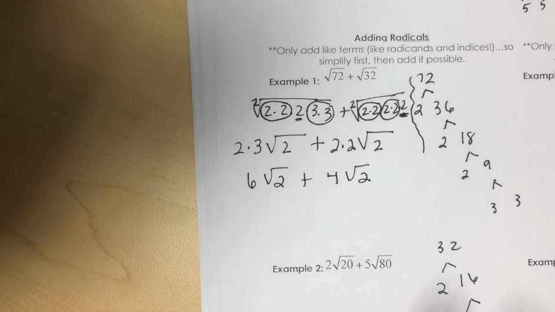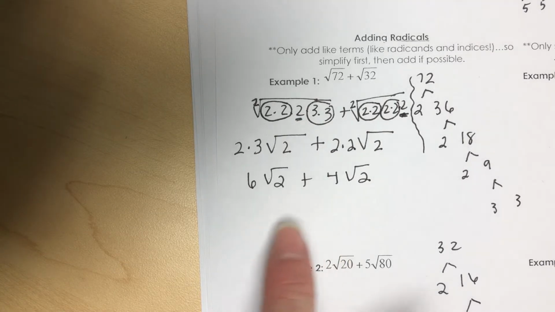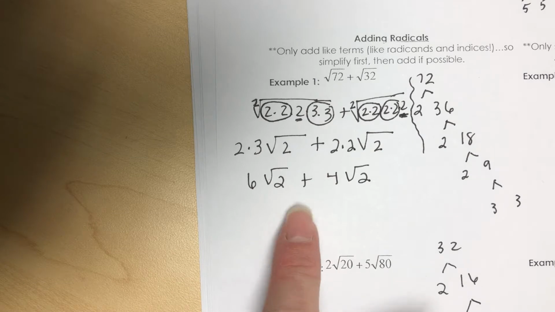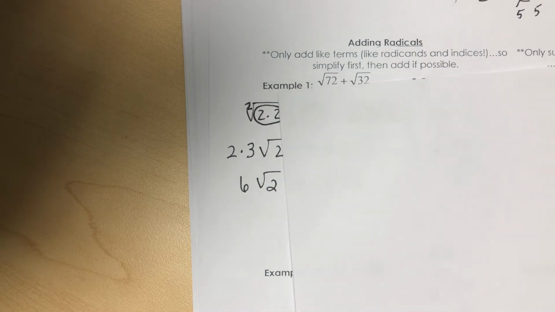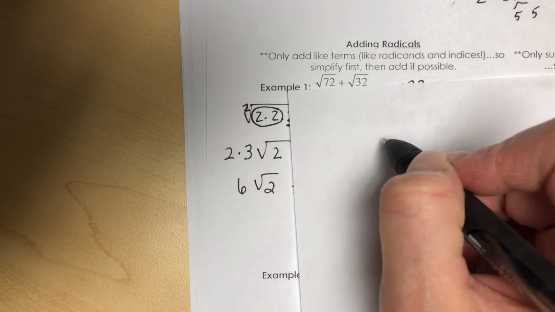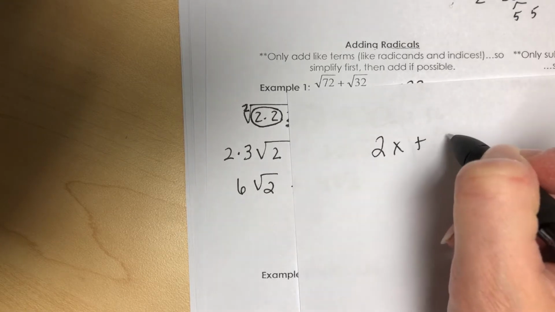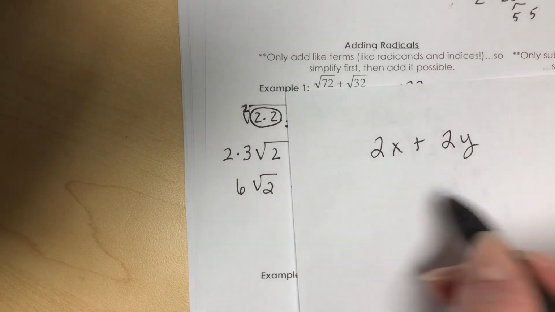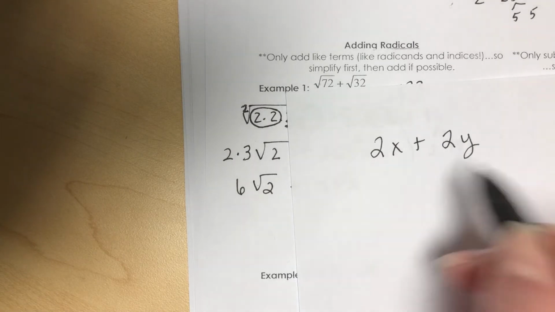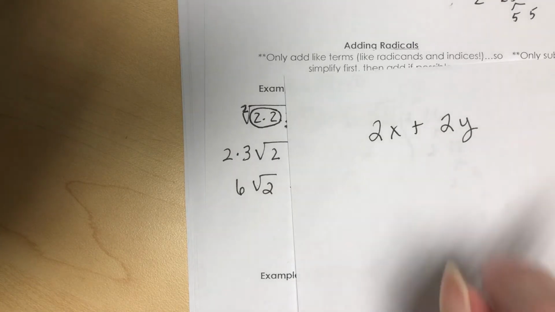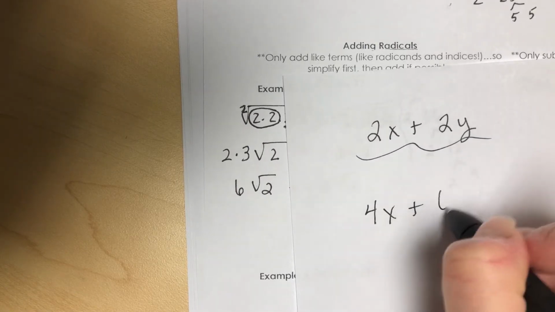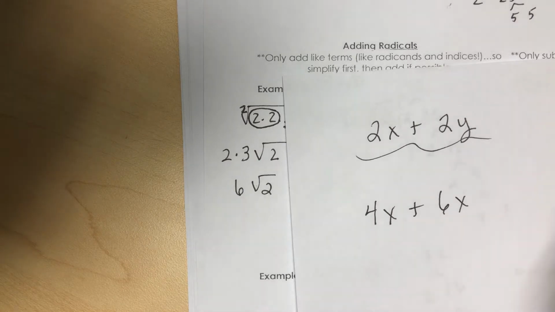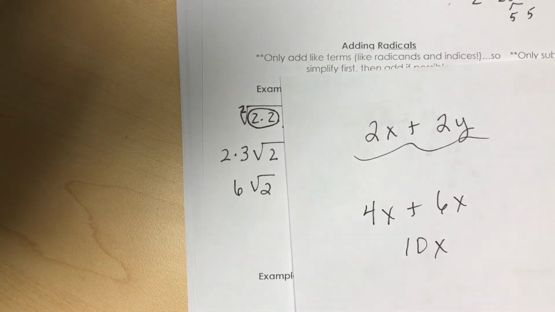Okay, now it's a little different from what we had before because it's not being multiplied, it's being added. When you add these, you have to have like terms. In other words, think for a moment back to when you were just learning basic algebra. If you had 2x plus 2y, you couldn't combine these because they're not like terms. So you can't do anything to combine that. You just leave it like it is. If you have 4x plus 6x, these are like terms, you can combine them. You would say that's 10x.